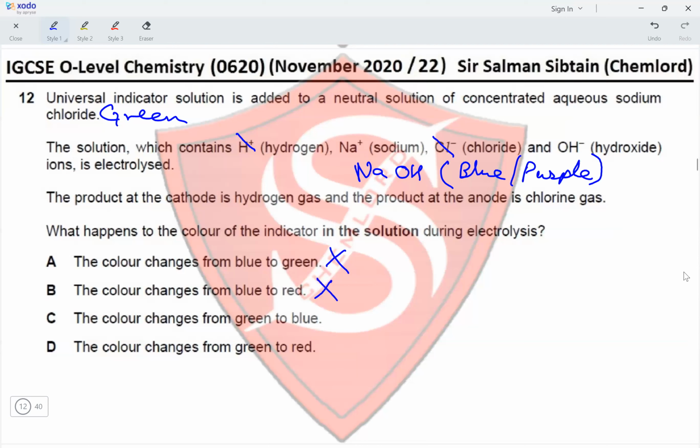So incorrect. The color changes from green to blue. Yes, it was originally green. It turned to blue when NaOH was produced. And the color changes from green to red. Red is not involved in this process because there is no acidic solution being produced. Therefore, the correct option for this question is option C.